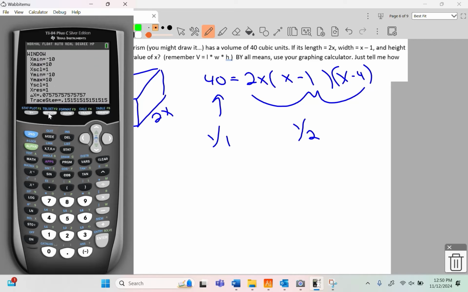How do we look up? Window. How do you look up? Which max? Y max. I would go higher than 40. I'd go 50, because if you go to 40, it's just going to stop at 40. You've got to have a good picture. So change your Y max to 50 and hit graph. There's your answer.